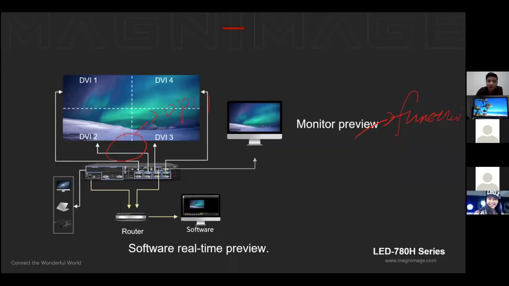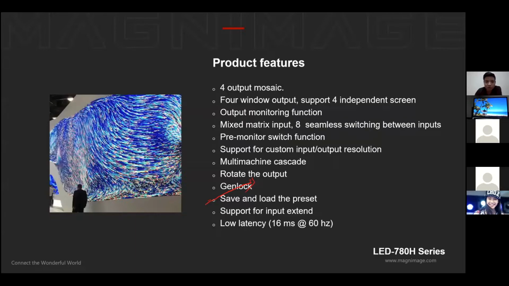Okay, the function is like this. If you have the IP monitor, then from the software you can check the real image from here. The real image. Yeah, those are all the product features.